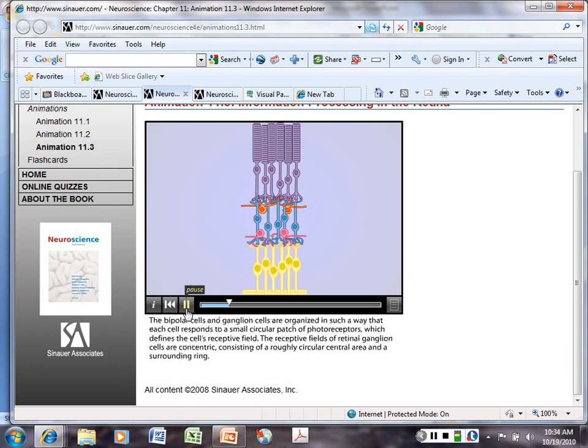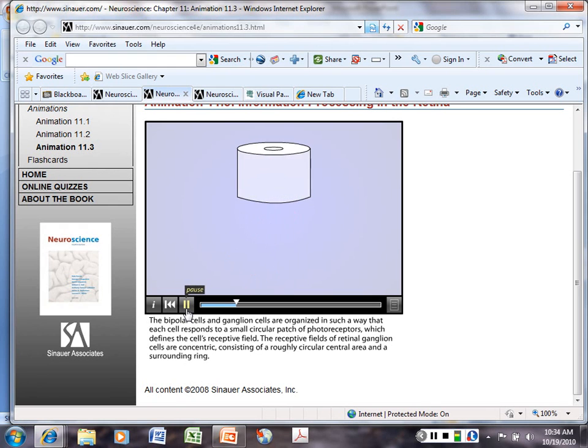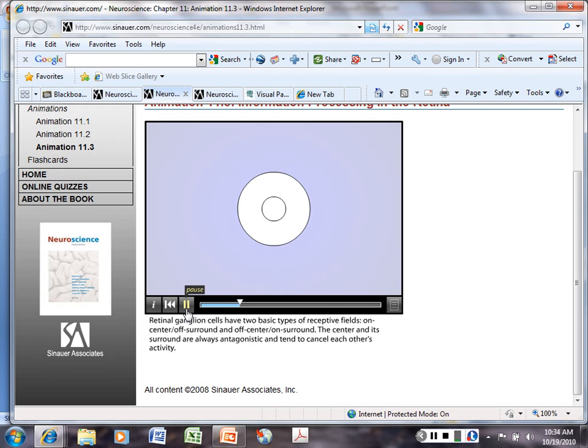The bipolar cells and ganglion cells are organized in such a way that each cell responds to a small circular patch of photoreceptors, which defines the cell's receptive field. The receptive fields of retinal ganglion cells are concentric, consisting of a roughly circular central area and a surrounding ring. Retinal ganglion cells have two basic types of receptive fields: on-center off-surround and off-center on-surround. The center and its surround are always antagonistic and tend to cancel each other's activity.